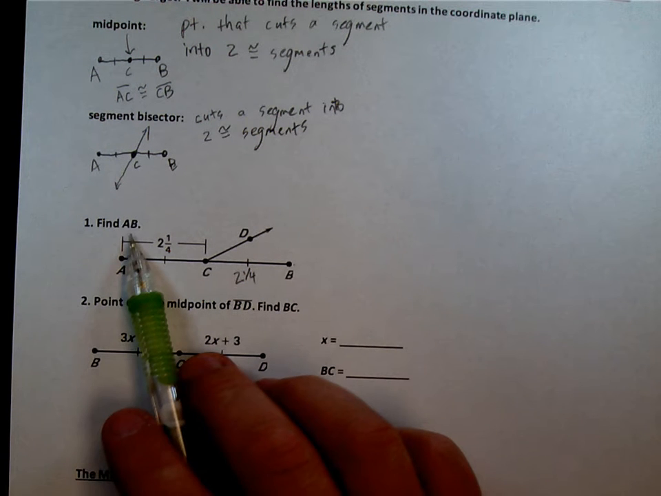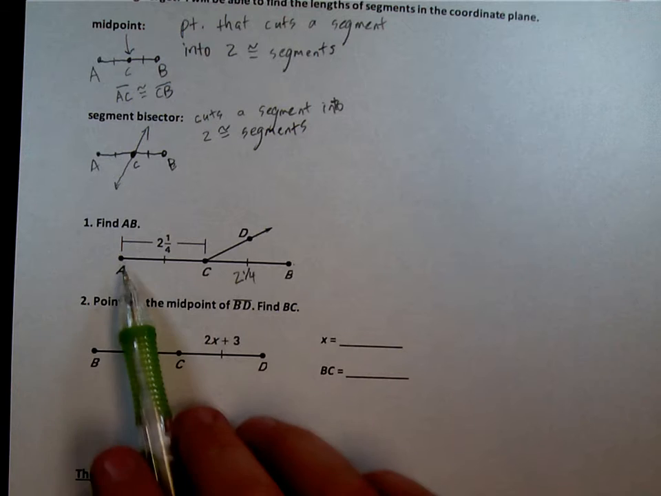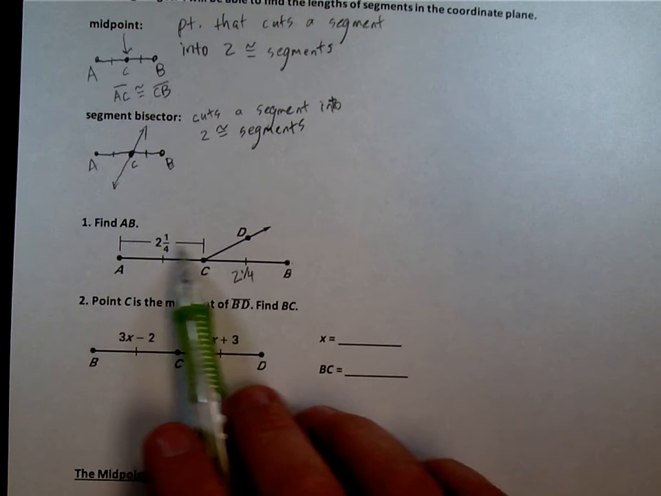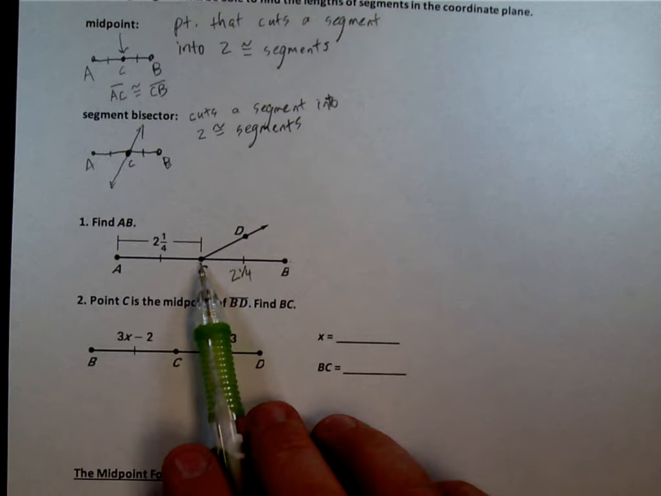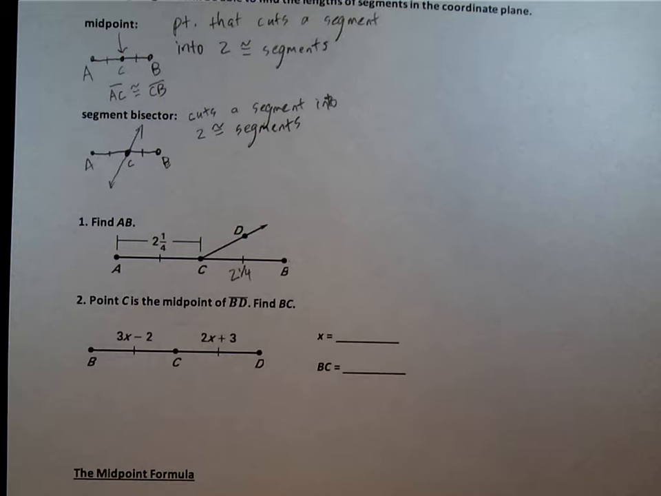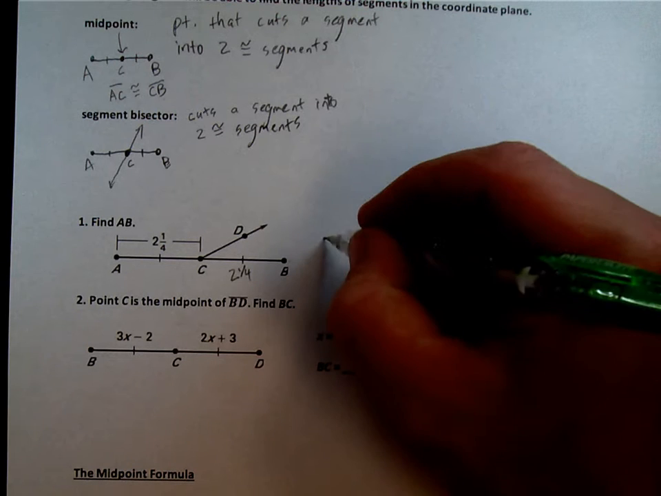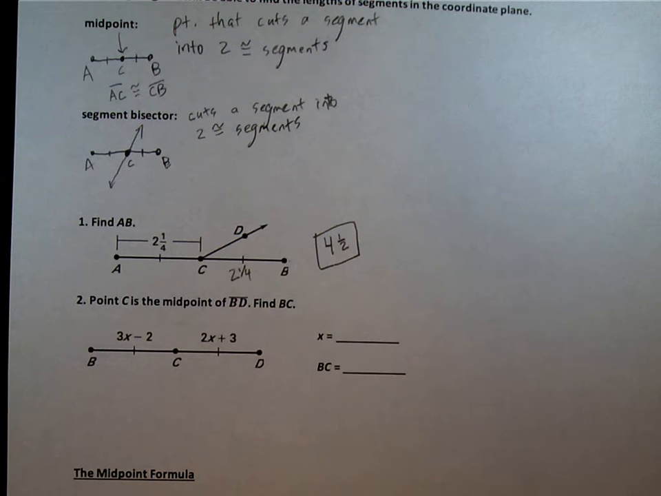The question is, what's the length of AB? Since they don't put a segment line above it, they're looking for the length. Well, AB is a total of AC and CB combined. So I would add AC and CB. So I'd add 2 1/4 plus 2 1/4. That would be 4 2/4. 2/4, of course, is 1/2. So we get 4 1/2 is the length of AB.